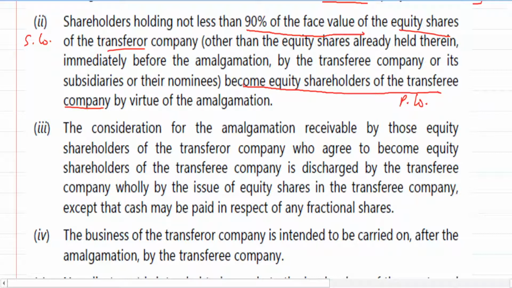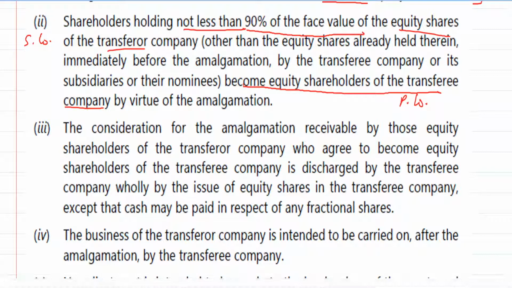What they are saying is shareholders holding not less than 90% of the face value of the equity shares of the selling company will become equity shareholders of the transferee company. So let us say if you are a shareholder of the selling company, then you will also become a shareholder of the purchasing company. So this is what they are suggesting. And it should be 90% of the face value, not 90% of numbers.